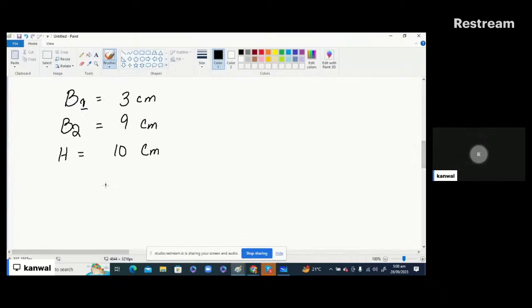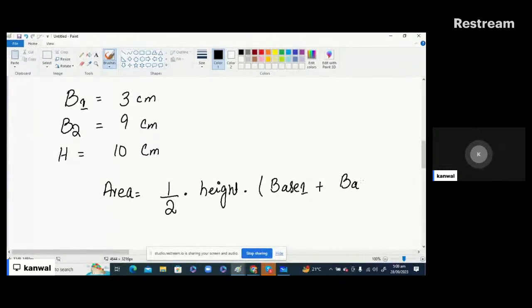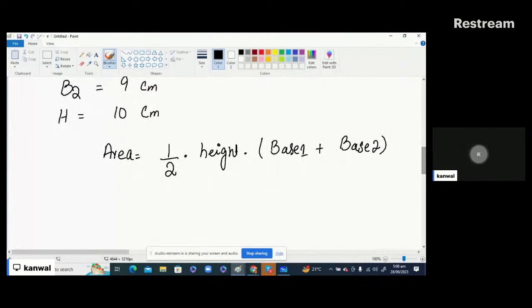Now let's do it. Area is equals to half height, base 1 plus base 2, then area, which is equals to half, how much total height, that is 10, so base 10 centimeter.